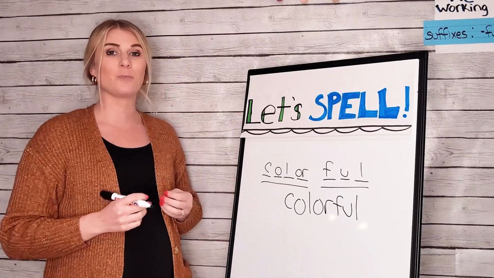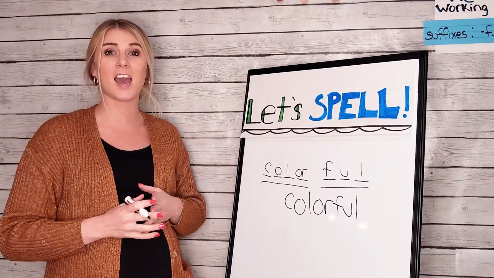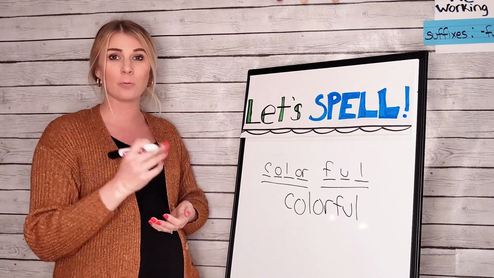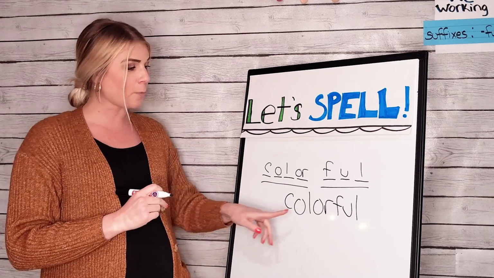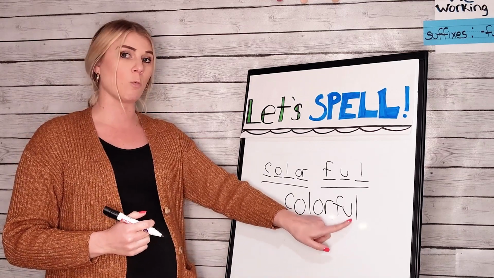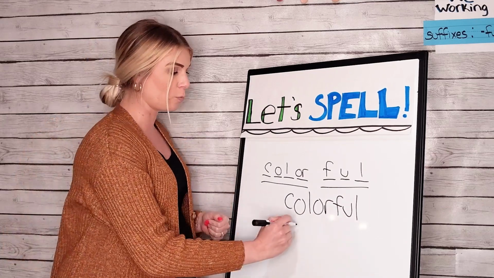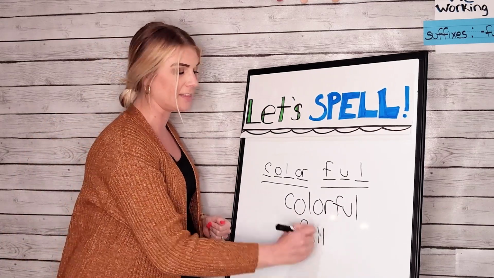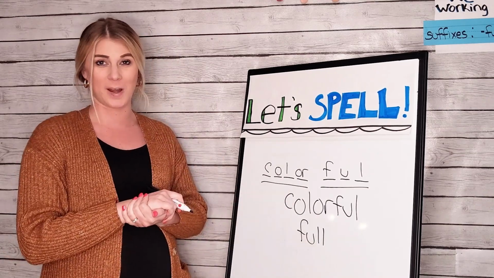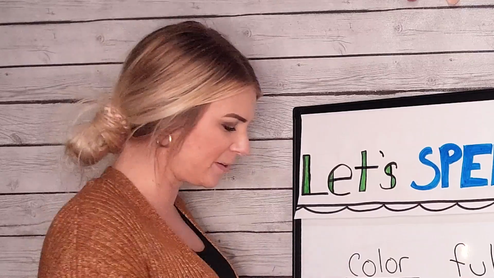The sunset was so colorful. The sky was full of pinks and oranges and reds. Now, readers, I do want to point out that when we have the suffix full, we only spell it with one L. We do not spell it like the word full, which would look like this, two L's. So because it's a suffix, we only use one L. Great job. Let's try another one.